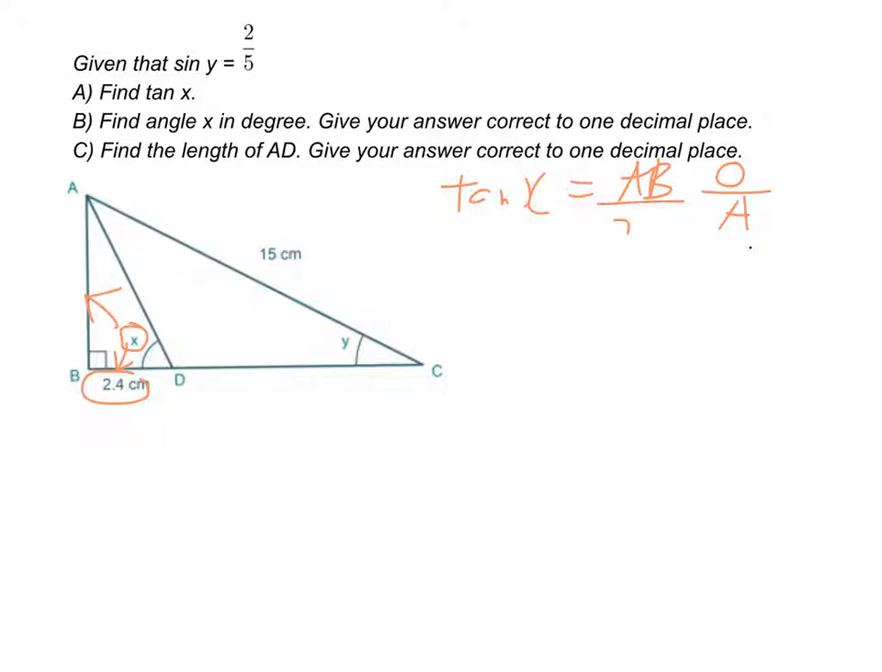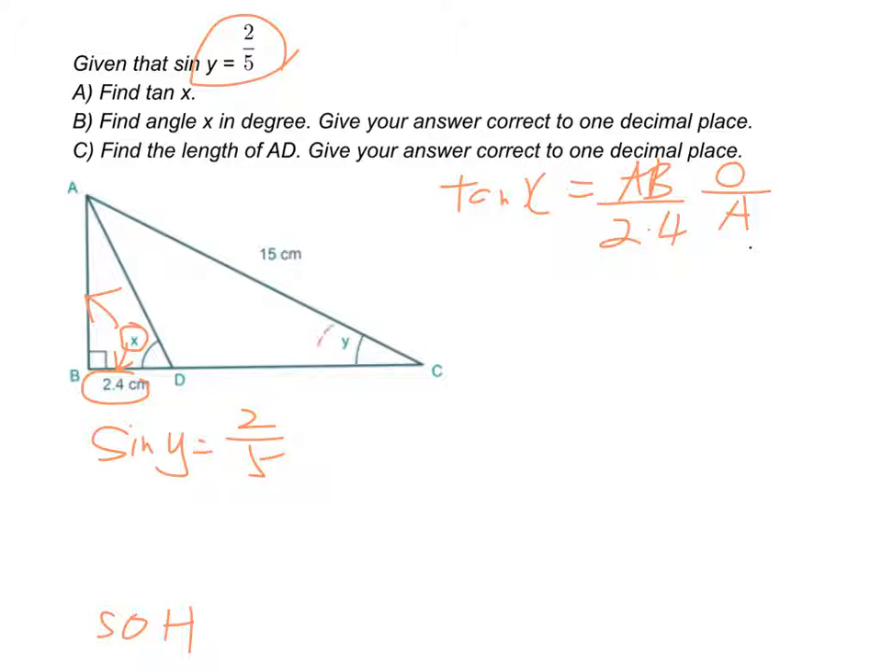2.4. So what we need to do is to find AB. Then we can find tangent x. Now the question tells us that sine y is 2 over 5. Now sine y is 2 over 5. Sine is also opposite over hypotenuse.